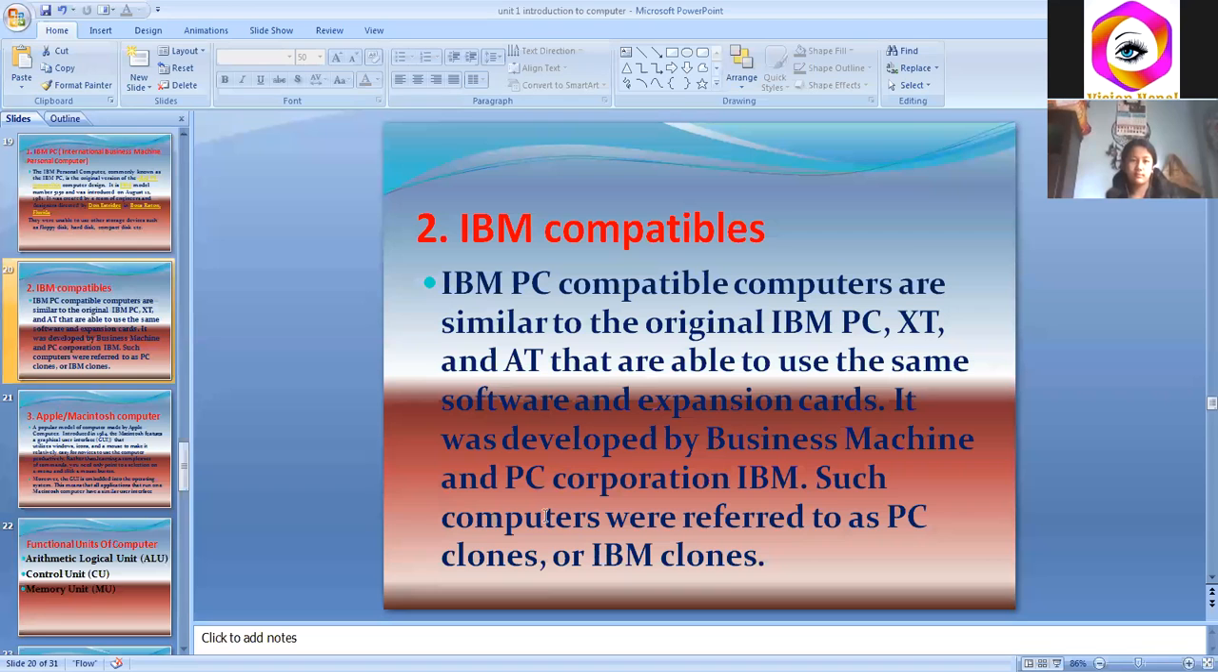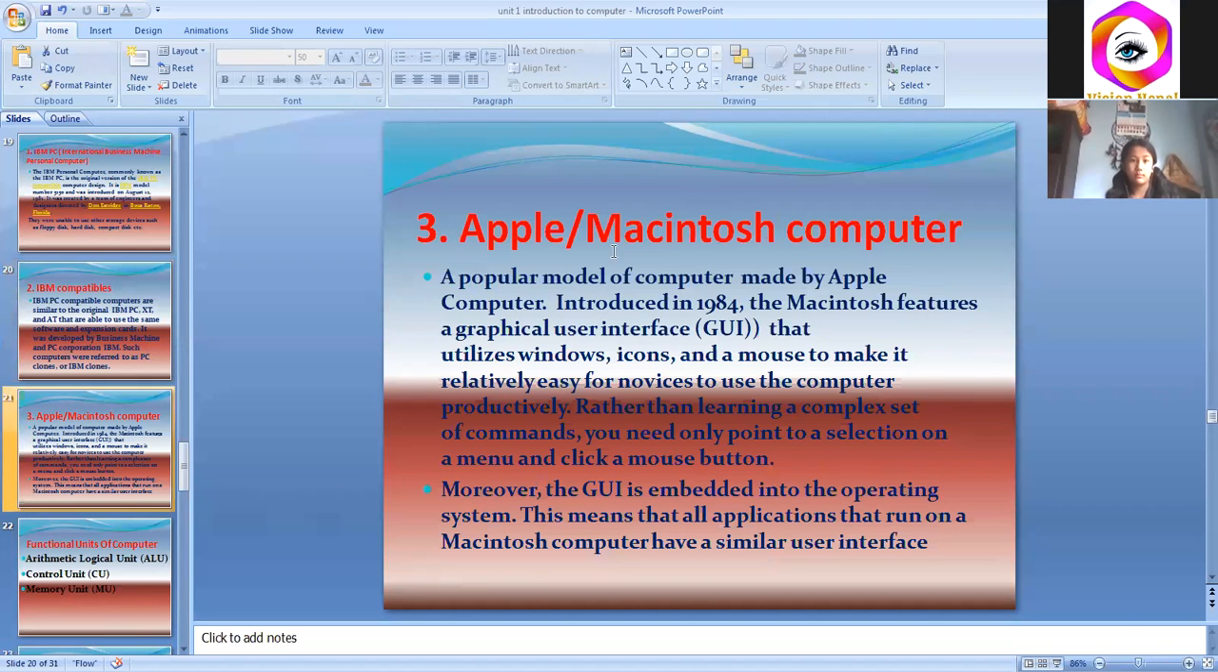Then after this, the next one is the Apple or Macintosh computer. Okay, this is the next brand or group of computer. It is a popular model of computer. The Apple or Macintosh computer is another brand of computer, made by Apple Computer and introduced in 1984.